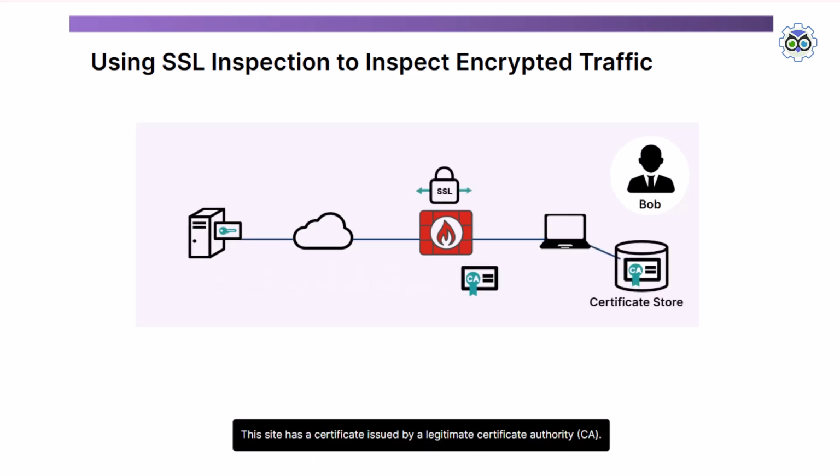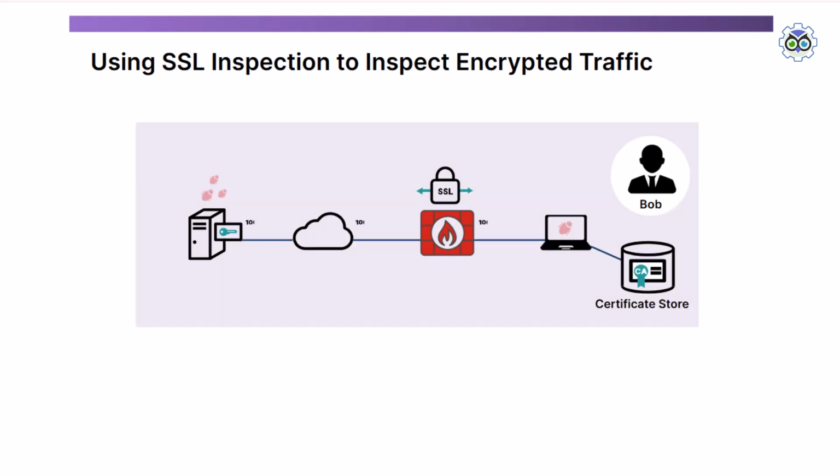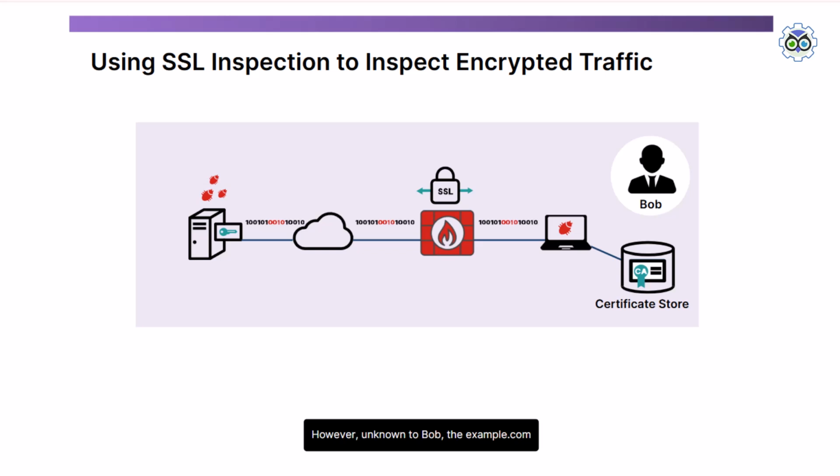The site has a certificate issued by a legitimate certificate authority. Because the CA is approved, a valid verification certificate is in Bob's certificate store, and Bob's browser establishes an SSL session with the website. However, unknown to Bob, the example.com website has been infected with a virus. The virus, cloaked by encryption, passes through FortiGate undetected and enters Bob's computer. To prevent this, you can use SSL inspection to inspect encrypted traffic.